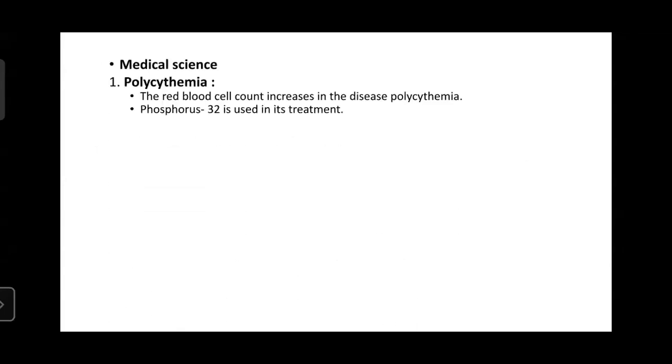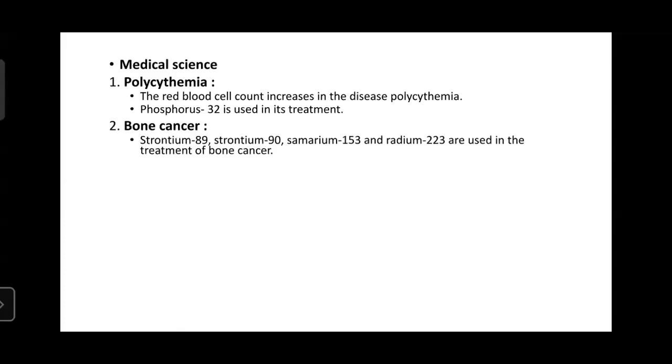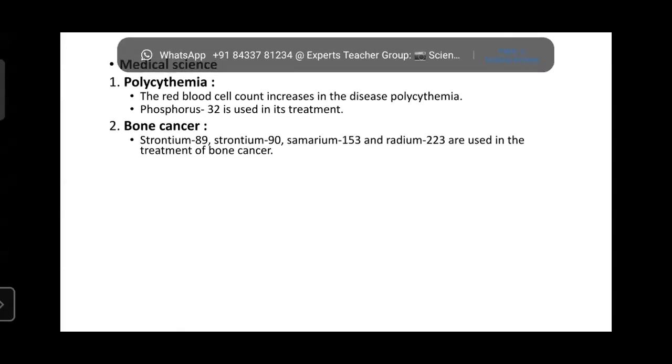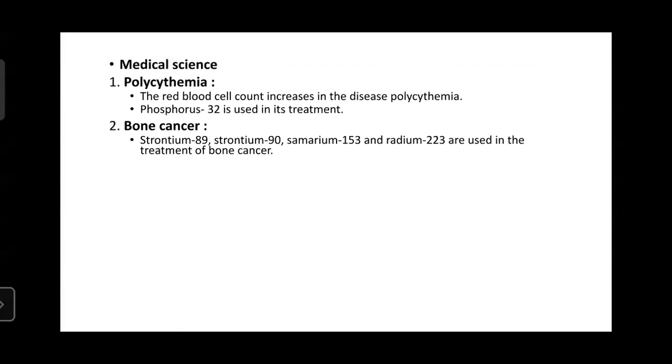Next, medical science. Polycythemia is a disease in which the blood cell count increases. Phosphorus-32 is used for this purpose. Bone cancer: strontium-89, strontium-90, samarium-153, radium-223 are used in the treatment of bone cancer.